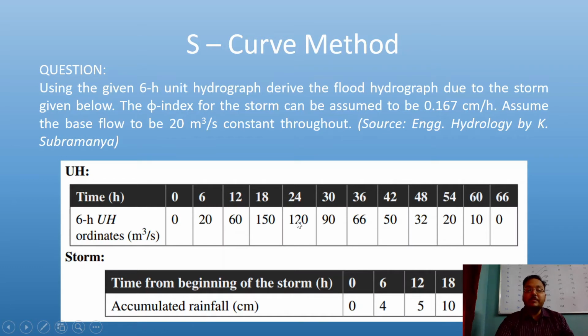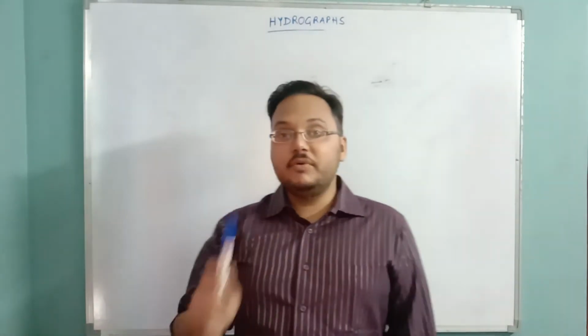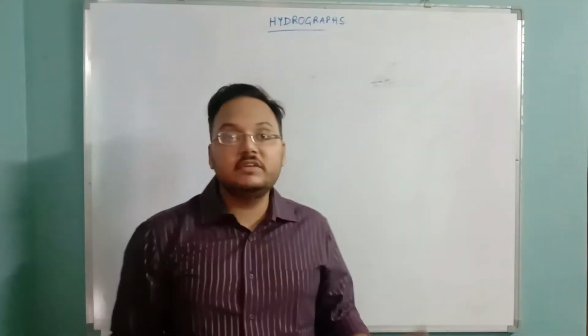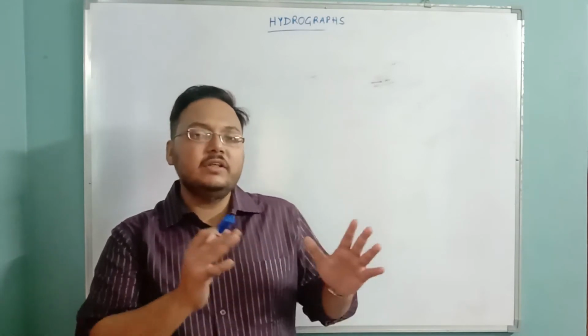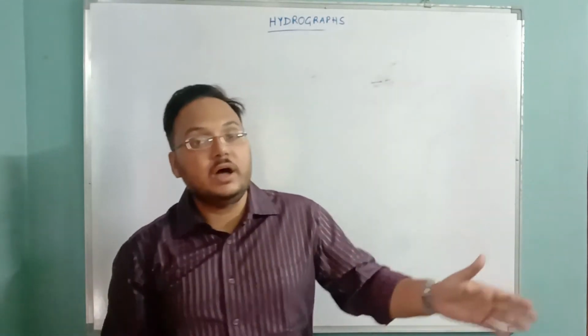And then we have this 6-hour unit hydrograph, and we also have this storm. Using this we have to derive the flood hydrograph. So now let's do this numerical. For this numerical, the first thing we are going to do is check the rainfall, the storm, and what is the contribution from the storm to the hydrograph.